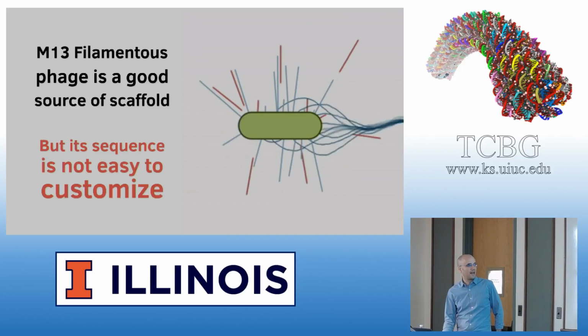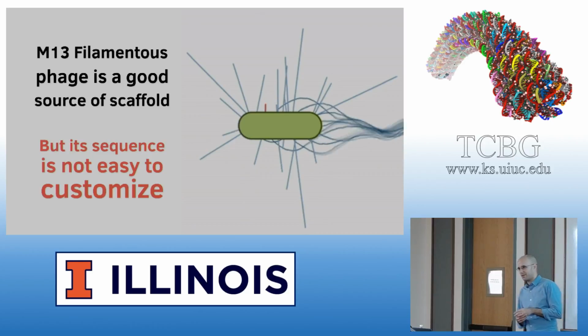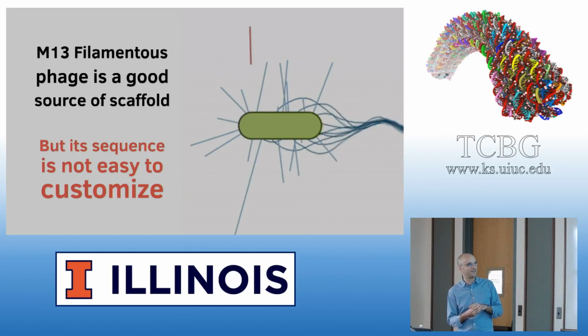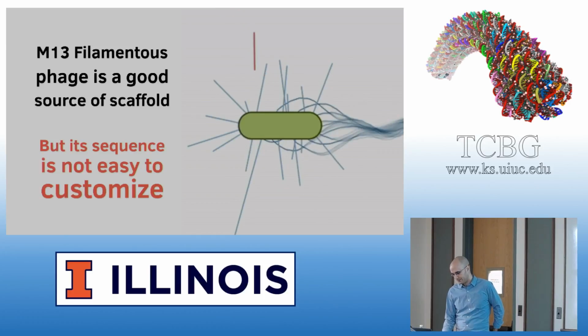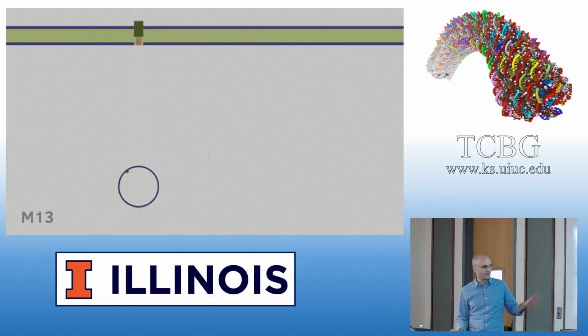The thing was that it's not so easy to customize the sequence of a virus. They're usually pretty efficient in terms of the bases that they use, and if you start messing with them too much, they stop replicating. But M13 is actually one of the pillars of molecular biology in terms of technology. People have done a lot of really neat and impressive engineering with this system. So M13 on its own is already really useful for us.